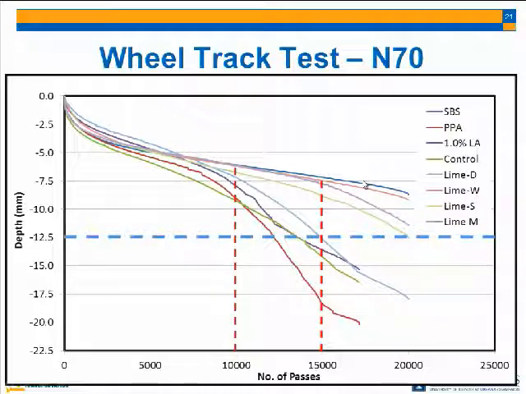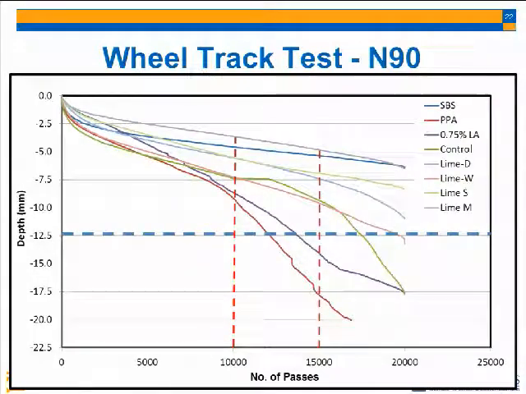SPS and lime generally, especially lime marination, provided us with the best rutting resistance. PPA and liquid anti-strip did not improve that much the rutting resistance. Similarly, for the N90 mixes, same concept, same idea. The PPA was the only mix, again, to fail to pass the rating criteria. Liquid anti-strip and PPA also did not improve so much the rutting resistance. Again, SPS and lime marination had the best rutting performance.